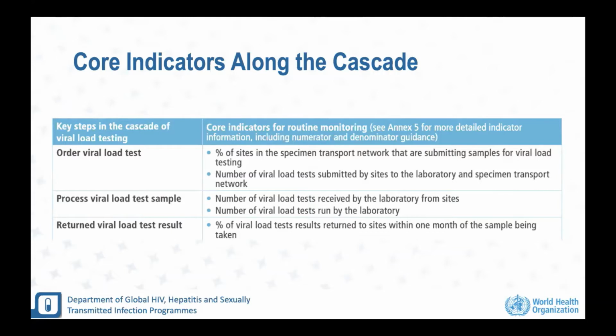A second step would be how the viral load test sample is processed. A core indicator could be the number of viral load tests received by the laboratory from sites and the number of viral load tests run by the laboratory. The next step would be how many results are actually returned. This could be monitored by looking at the percentage of viral load tests that are returned to the sites within 1 month of the sample being taken.